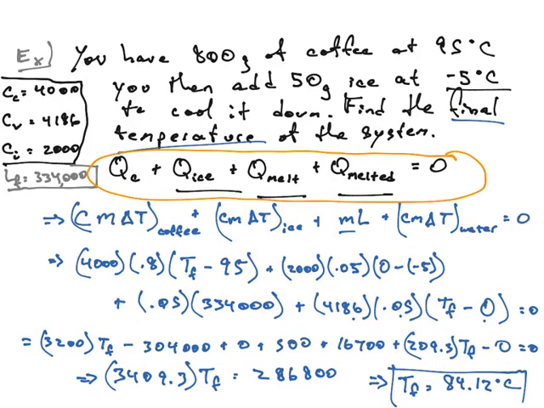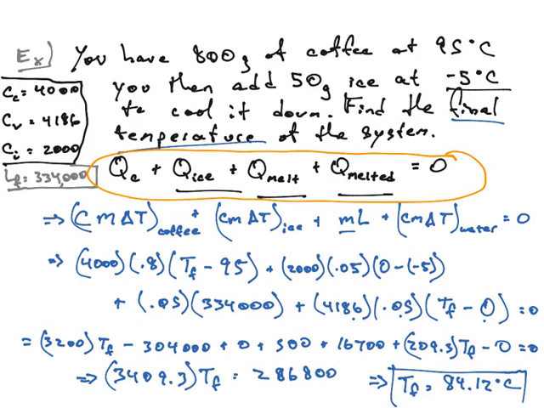Each Q is a CM delta T or an M times L. Anything where the temperature is changing, those are CM delta T pieces. Anything where you have a phase change, like melting or boiling, that's M times L pieces. You lay them all out, add them all up, set them equal to 0, and then you just plug all your numbers in.